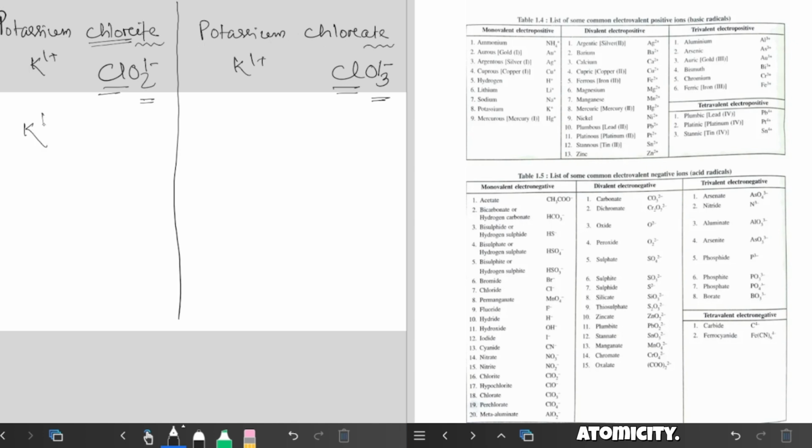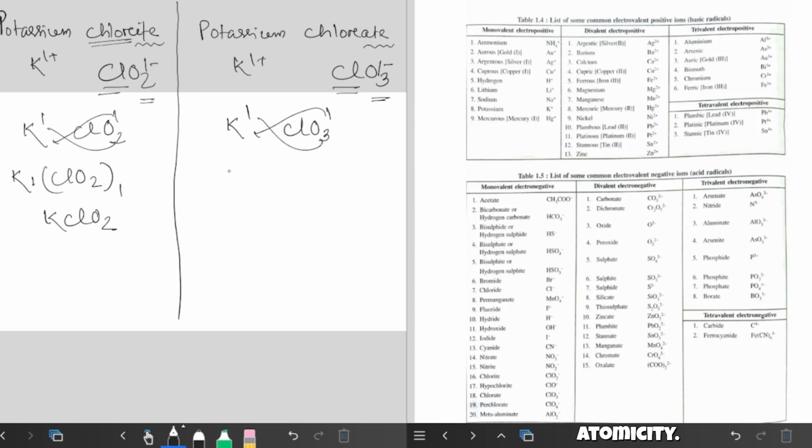Now let's transpose this. K1 and ClO2 1, this one will go here, this will go there. Now K1 and ClO2 is a single entity, so we put a bracket and we put 1 here. So it will become KClO2. So this is potassium chlorite. Similarly, here this is K1 ClO3 1. Again it will come here, it will go there. So it will become K1 ClO3 in bracket 1. So it will become KClO3, okay, KClO3. Understood?